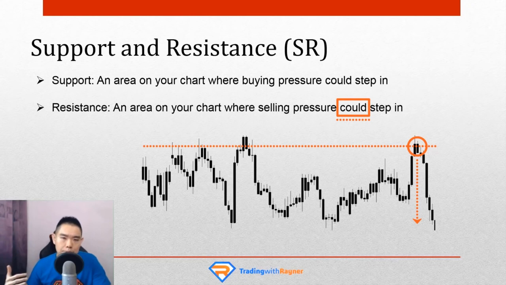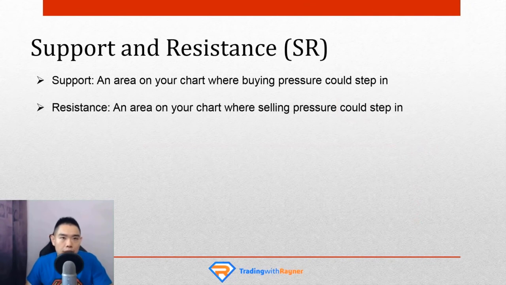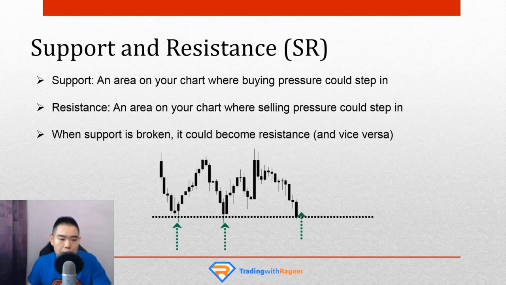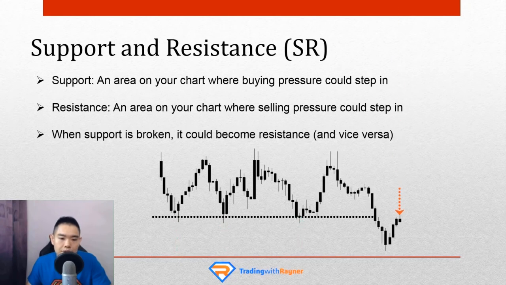So now that you understand what support and resistance are, in essence, support is where buyers could come in and push the price up higher. Resistance is an area on your chart where sellers could come in and push the price down lower. And another thing to add is that when support is broken, it tends to become, or it could become, resistance. So let's say this is support. Previous support could now become resistance, where price could face selling pressure and then continue lower down from here.